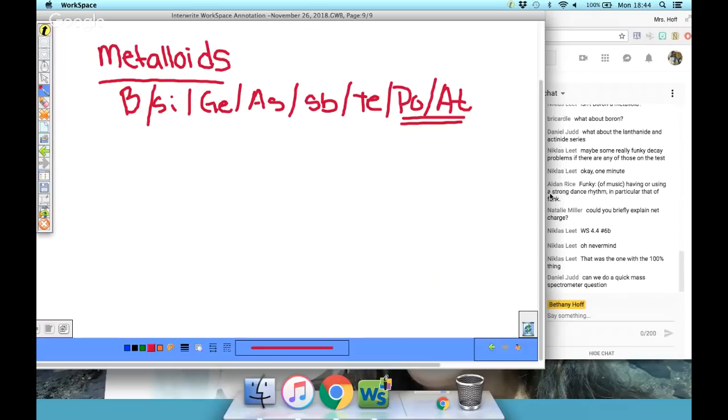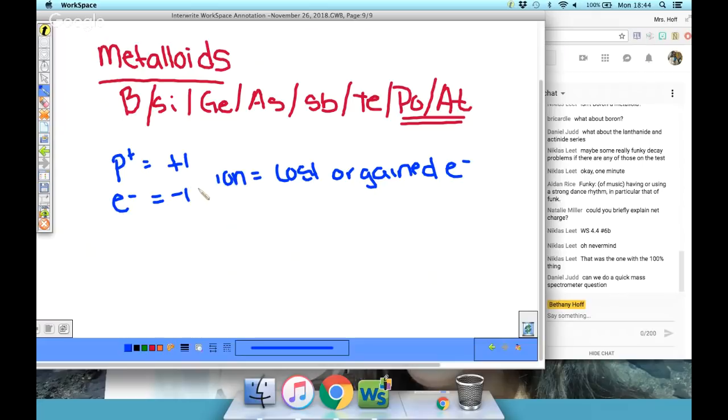Let's see, can you explain net charge? So when we talk about net charge, remember that there are two things within an atom that have a charge. A proton has a positive charge, a +1 charge, and an electron has a -1 charge. So these two things determine the charge. If something has a net charge or is an ion, that means that it has lost or gained electrons. It's not going to lose or gain protons because that's going to change the identity of the element. So you're going to be changing the number of electrons.